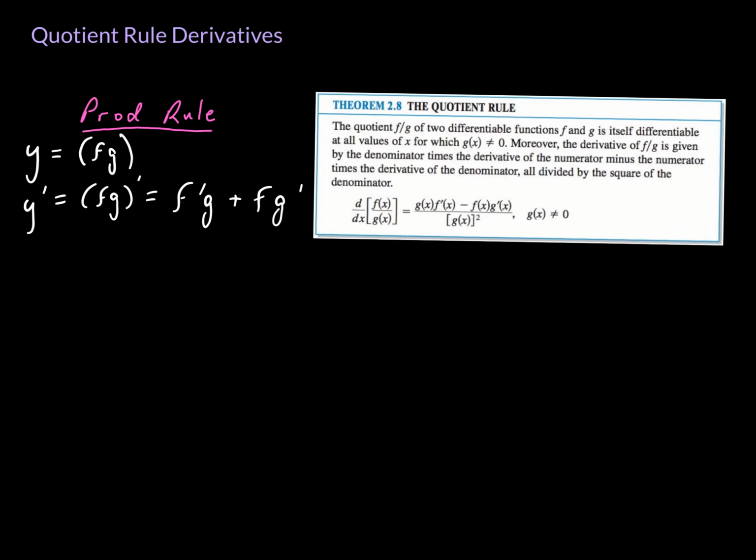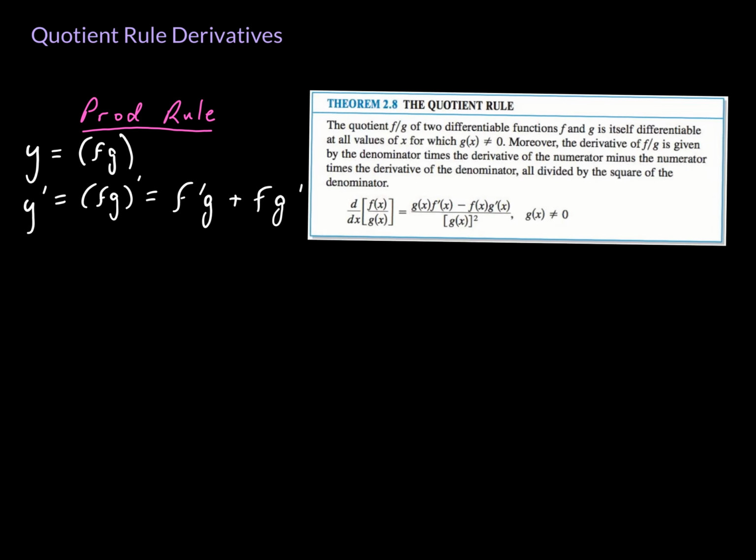Here's the quotient rule, and when written in this format here, it looks like the numerator of the quotient rule. You have f prime times g, you have g prime times f. The only difference is the product rule, you're adding those two, and in the quotient rule, you're subtracting those two. So that's really the reason why I memorized that. It kind of always helped me memorize the quotient rule.